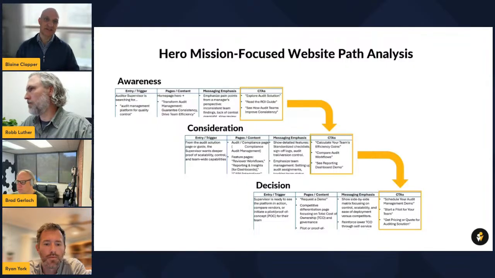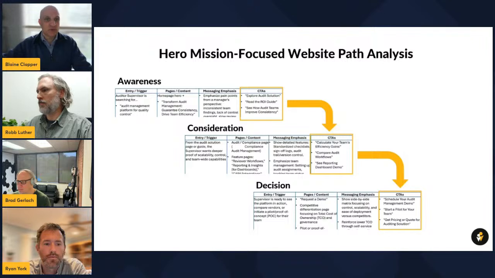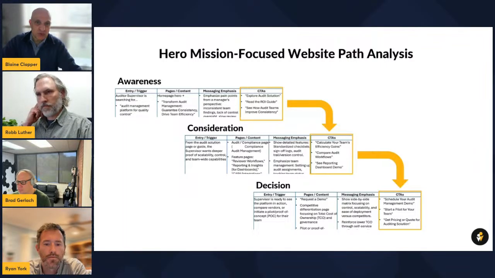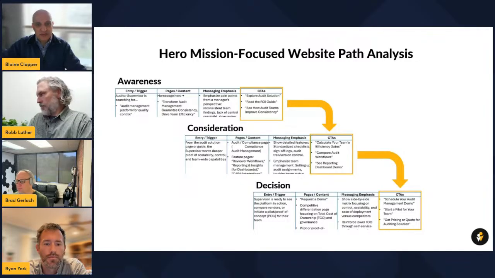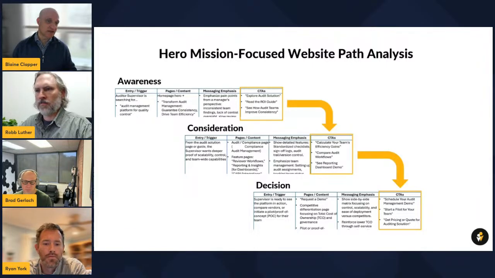Then advancing to the consideration stage. Now they know a solution exists, can control it, and they're comparing us to competitors. So this is where our content needs to be more specific. We move them from a blog post to dedicated feature pages on our site and really focus on those pain points. Reviewer workflows, reporting, insights, things that really give the supervisor the control that they're looking for. And we introduce the quantitative impact here, not just say our software is fast, for example. We quote a client story, a claim that directly solves the hero's mission of efficiency gains.